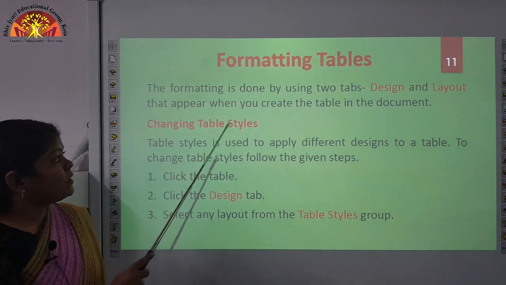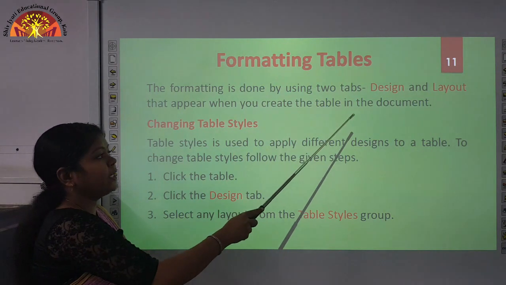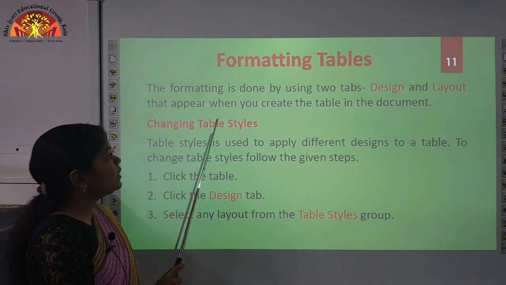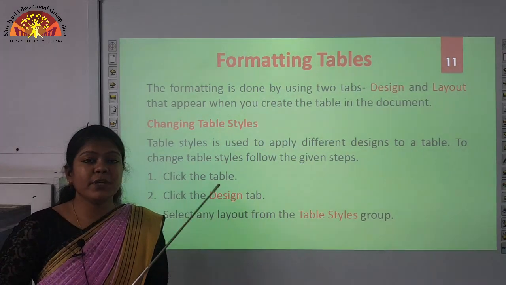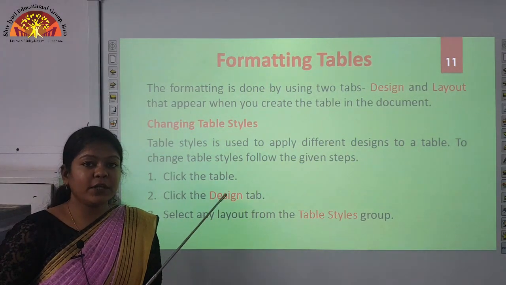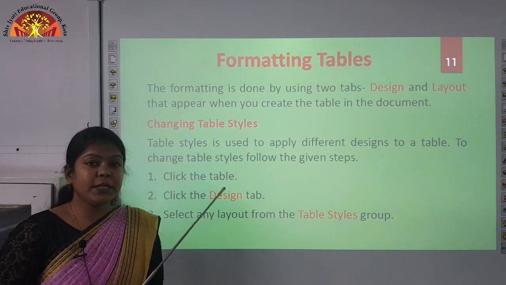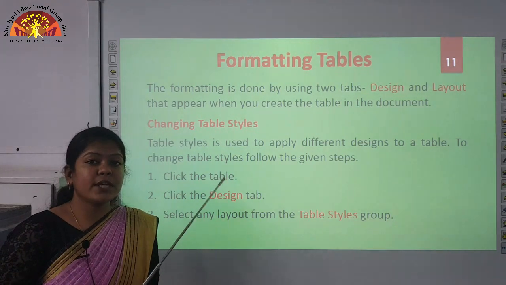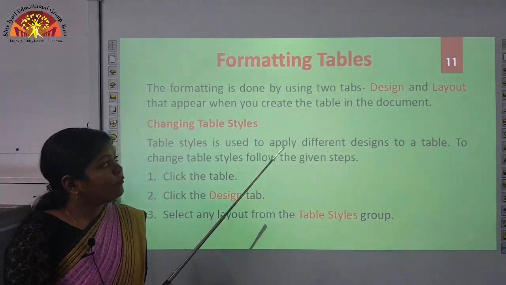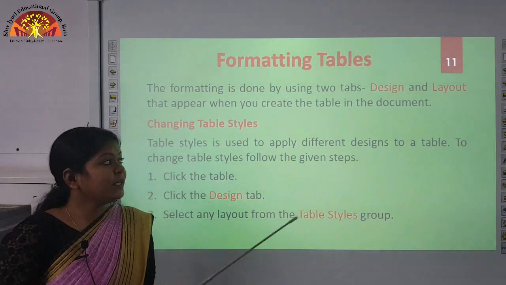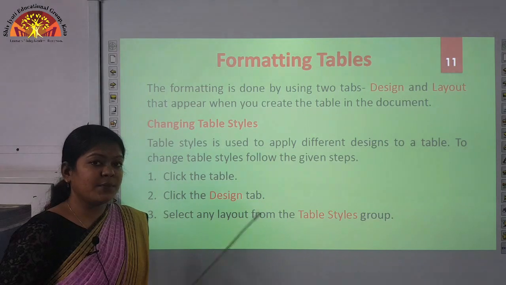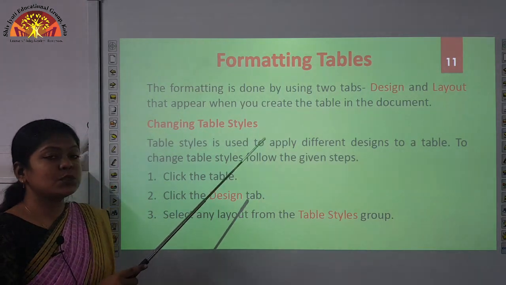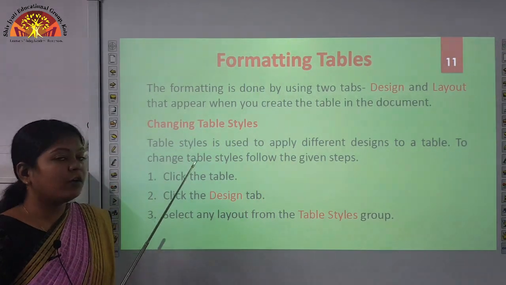The formatting is done by using 2 tabs, design and layout, that appear when you create the table in the document. Student, formatting means you can change the appearance of the table in your MS Word document. It means you can change the color, you can change the border of the table. Okay, when you create the table in your document, then the design tab and the layout tab appear on your MS Word document. By using these 2 tabs, you can change the formatting of the table.